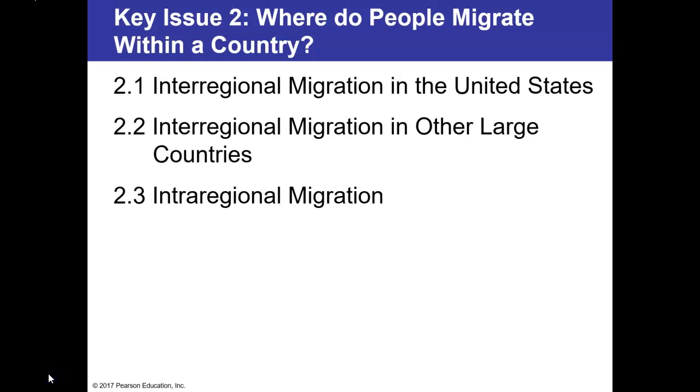This would be an example of moving from an urban area, which might be considered Sacramento, to a suburban area, which would be considered Folsom. Both are part of the region of Sacramento County.